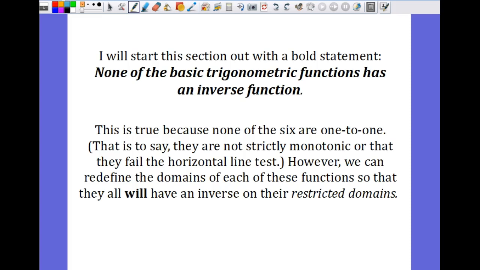Okay, so I will start this section with a very, very bold statement that we have to talk about. None of the basic trigonometric functions have an inverse. And this relates back to the worksheet you did on Friday, where I had you talking about, okay, are the functions one-to-one? So a function can only have an inverse if it is one-to-one. And it is only one-to-one if for every x there is only one y, and for every y there is only one x. So there are inverses on a certain part of the graph.